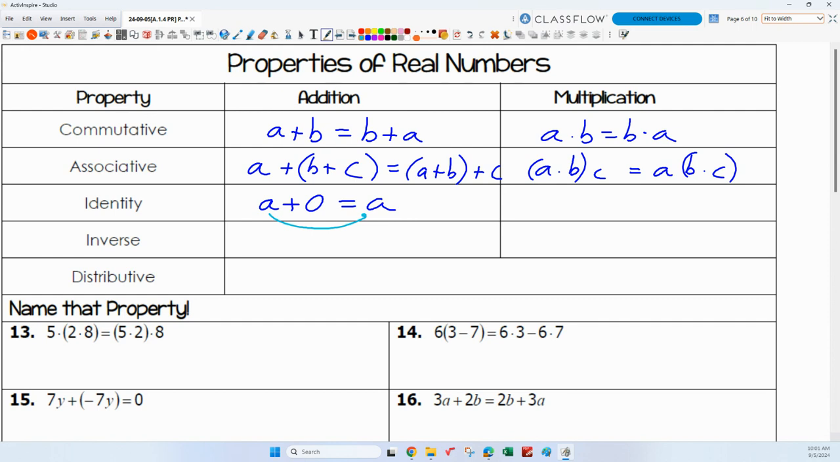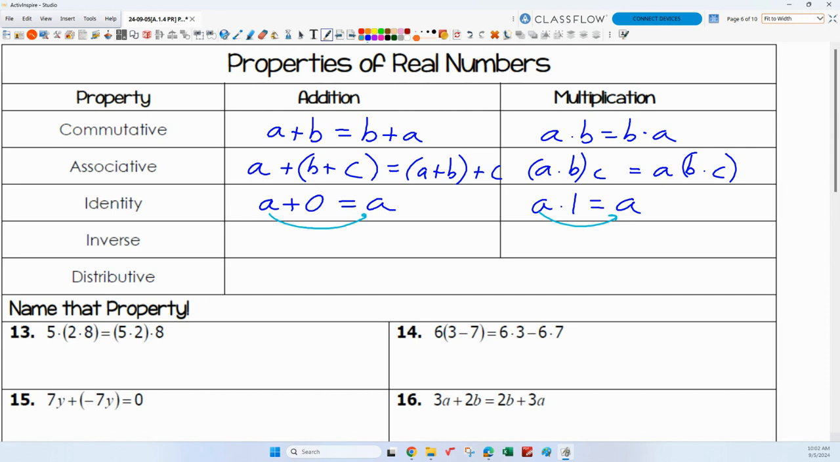Okay, what's the identity property of multiplication? There you go. A times 1 equals A. And again, notice why is that the case? Because what I started with is what I ended with. The identity stayed the same. There we go. Okay, so that's the identity property.